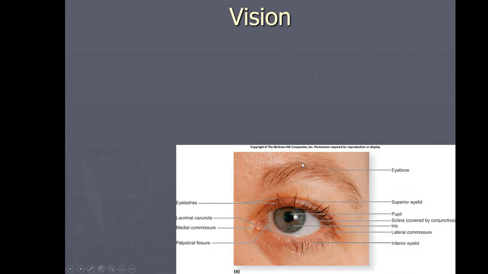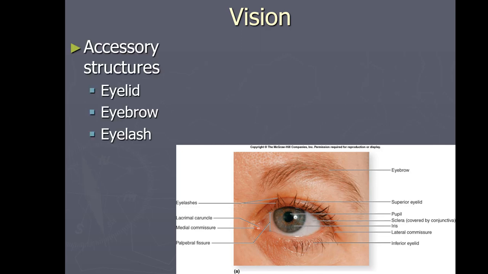So we're going to move on to vision. Vision is a rather intense sense that we have. Starting with the main organs we're going to be dealing with, which are obviously the eyes. We'll go through the anatomy of the eye soon enough, but just the accessory structures we need to talk about first.